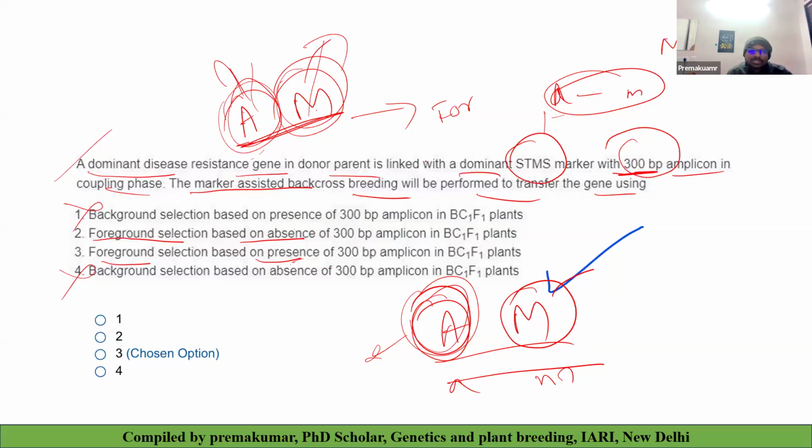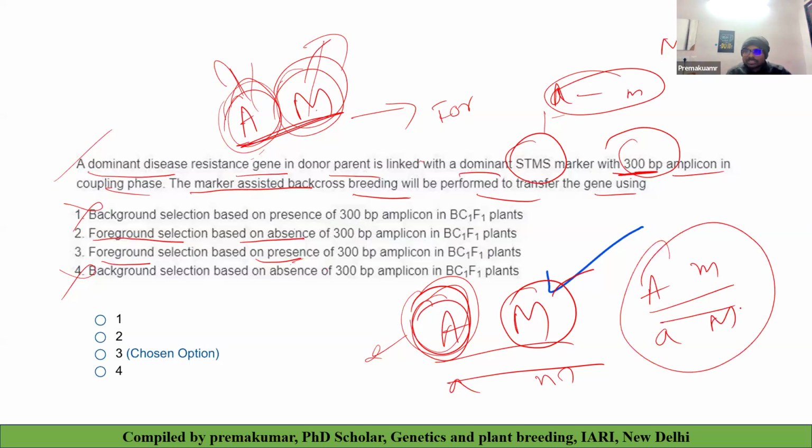If it is in repulsion phase, for example, A small m and capital M small a, what will you expect? Presence or absence? Absence. Okay. This is how you have to think. Everything I have discussed when I was saying this is the reliability of the selection. If there is any recombination, there will definitely be exchange. I have discussed how selection will happen and what these phases are. That's why you should apply your mind.